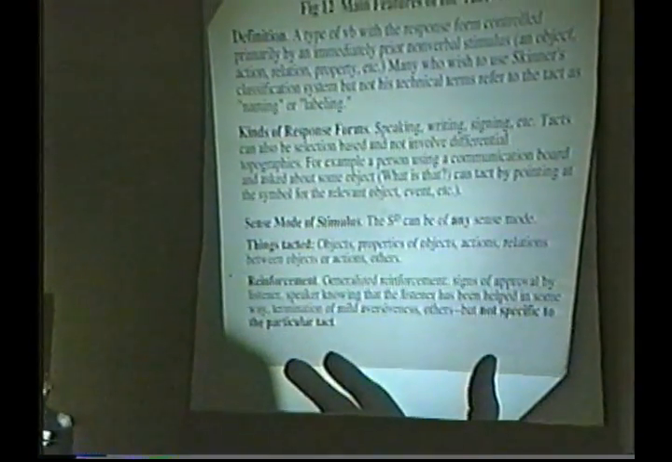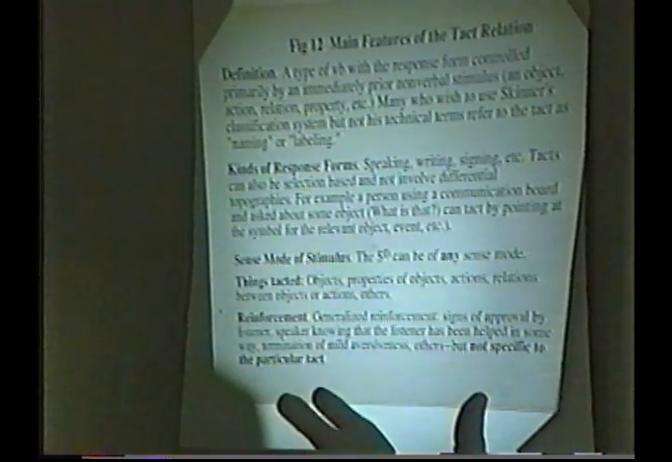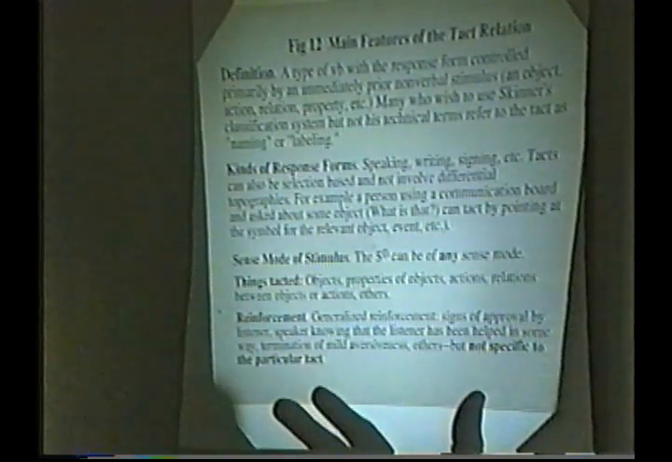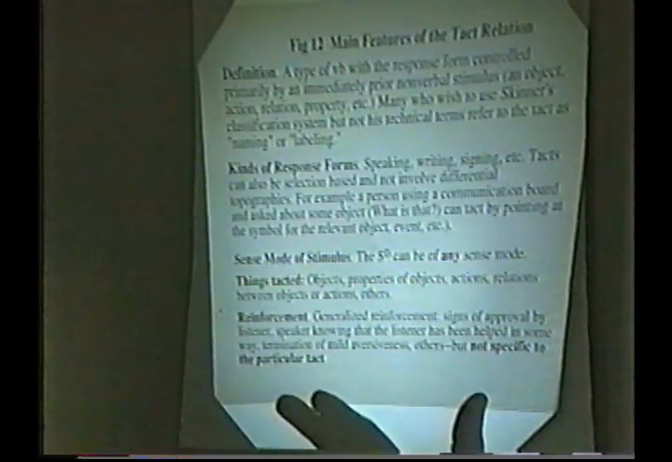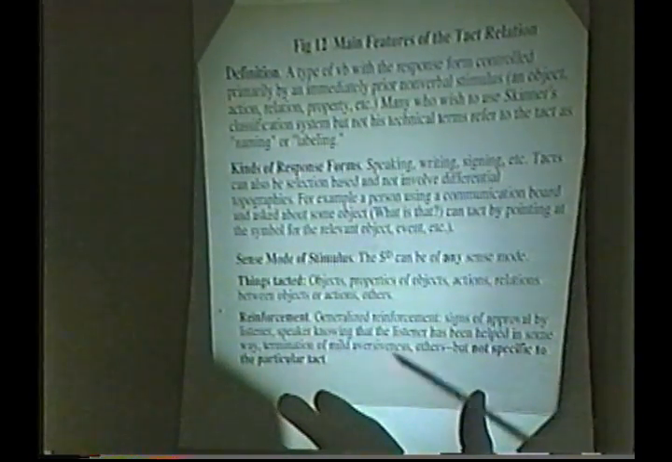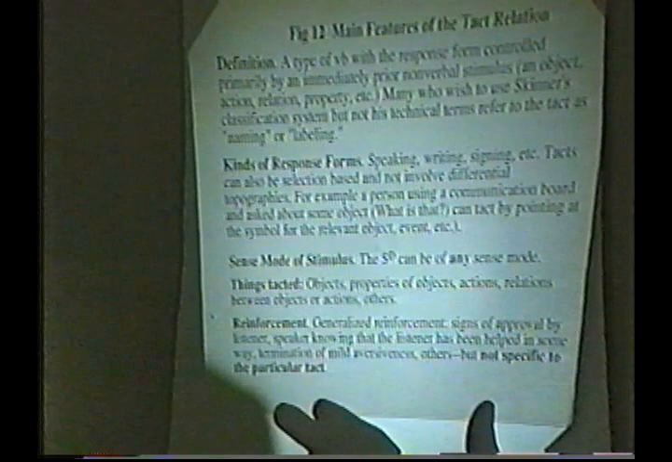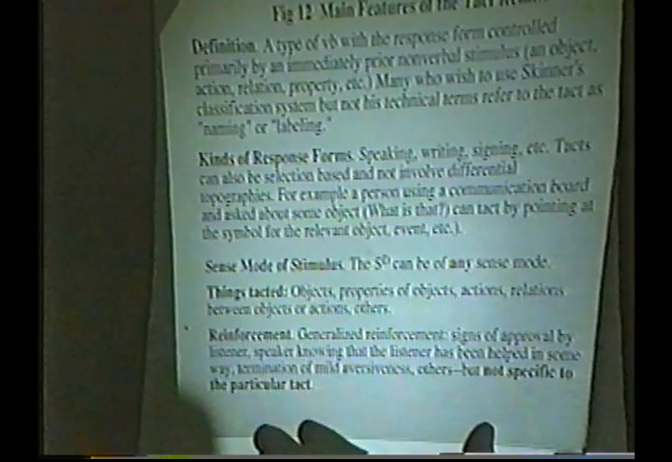The sense mode of the stimulus can be anything. Smelling coffee and having a tendency to say coffee is an example of a tact controlled by an olfactory stimulus. Tasting something and saying sweet or sour is an example of a tact controlled by a gustatory stimulus. Touching something and saying warm, controlled by a tactile stimulus. The things tacted, what kind of things do we name or describe or label? Everything in the world.